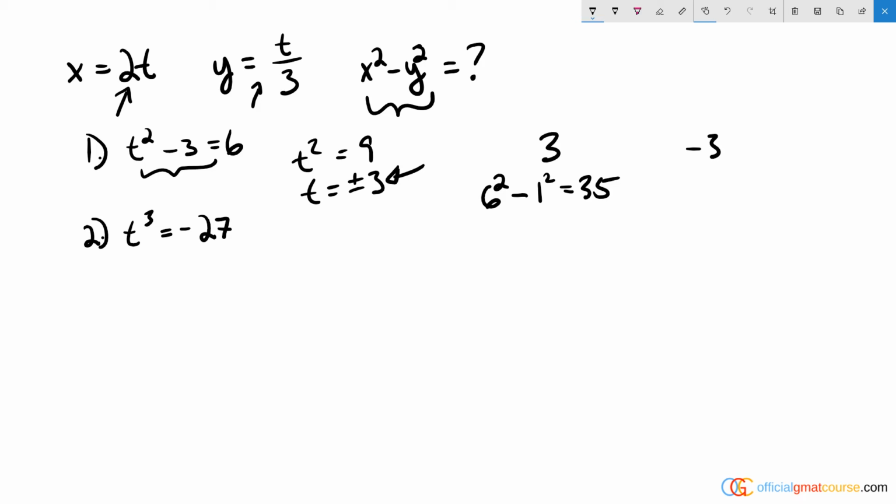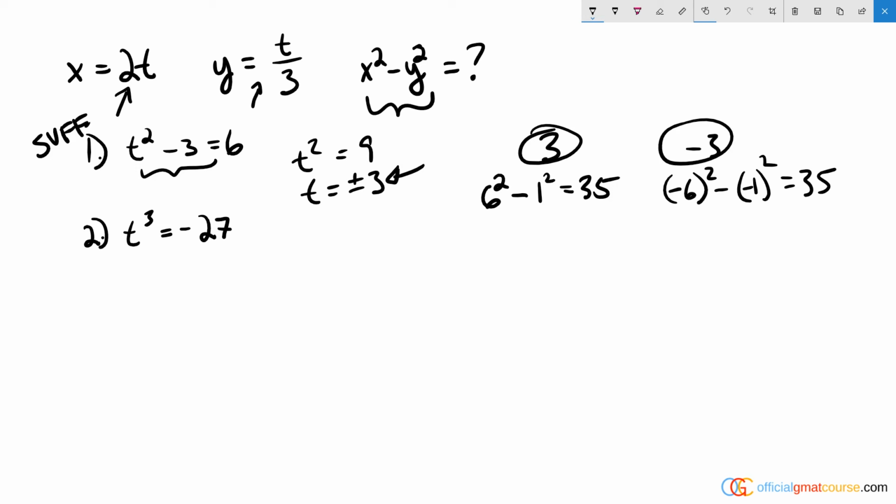Now notice if t is negative 3, we're going to get negative 6 squared, which is the same as 6 squared. And we're going to get minus negative 1 squared, which is the same as 1 squared. And that means we're also going to get 35. So statement 1 is sufficient. I know the answer to the question is 35, regardless of which of these two answers for t we end up with.